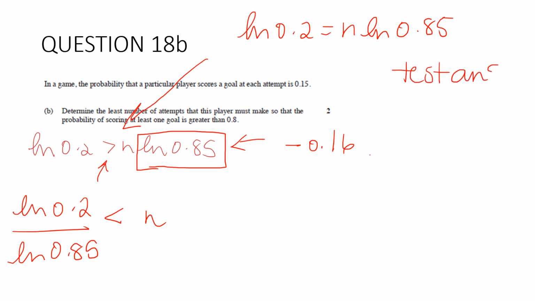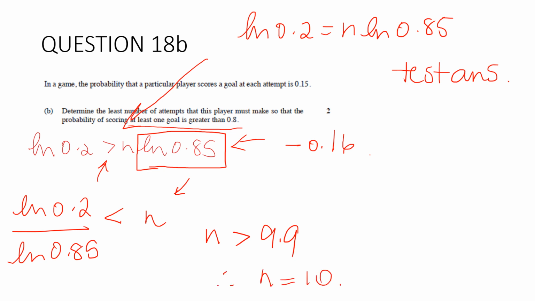I'll show you what I'm talking about in a second. Let's keep going with this though. So switching that around, n is going to be greater than, let's work that out, ln 0.2 divided by ln 0.85. And so it's 9.9. So providing n is greater than 9.9, say 10, we're going to get the probability of at least one goal is greater than 80%. So therefore, n has to equal 10.